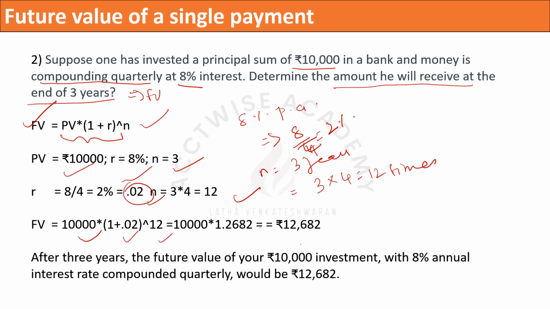which is equal to 1.02 to the power of 12, which is 1.2682. 10,000 into 1.2682 is 12,682. Okay, see, here the power is 12. When the power is more, it is difficult to find out. So in that case, we can look into the FV table and we can find out very easily. So now let us look into the FV table and see how much we are getting.